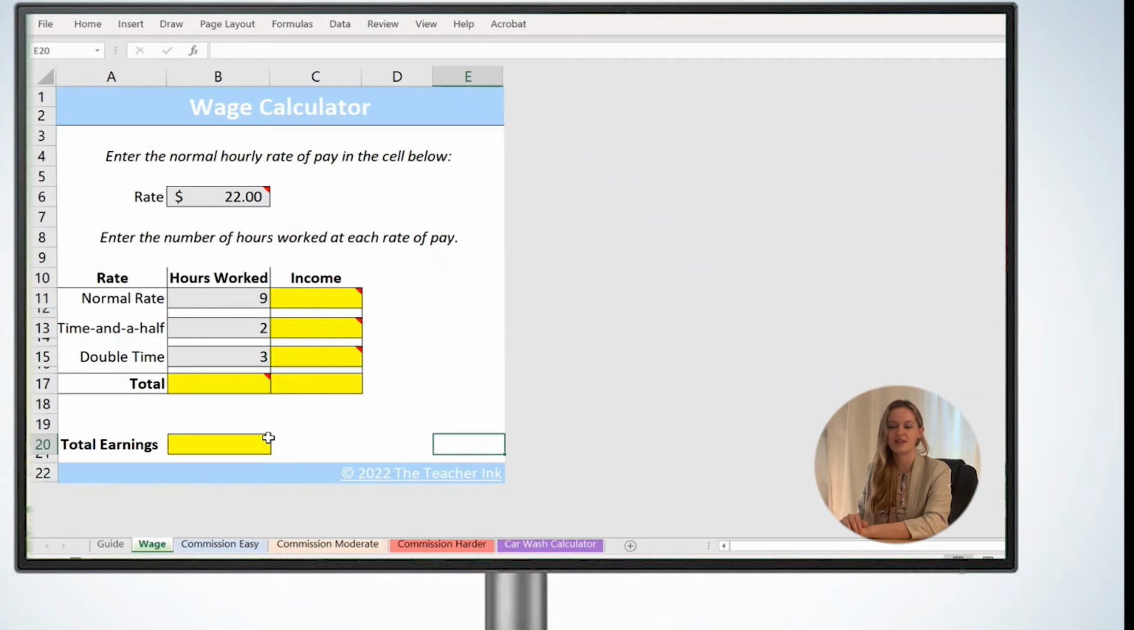Let's look at the first yellow cell. I am required to calculate the income I would earn for 9 hours of work at a normal rate of pay, $22 per hour. If you were using the calculator, you would simply multiply 9 by $22. This would be correct in this case as well.